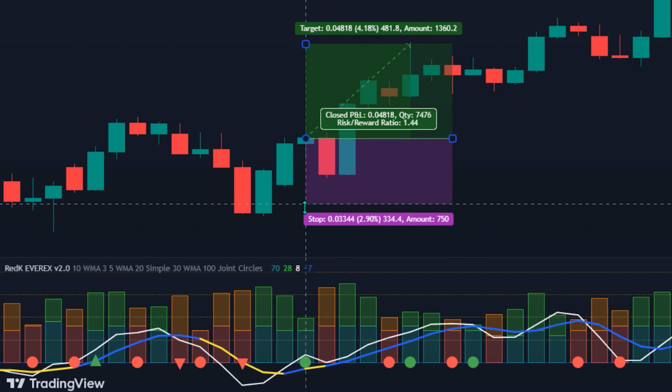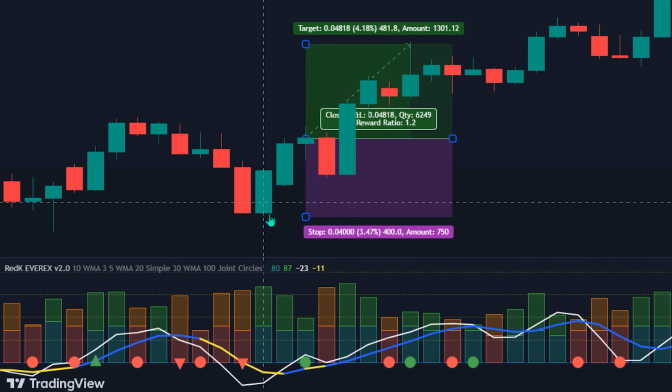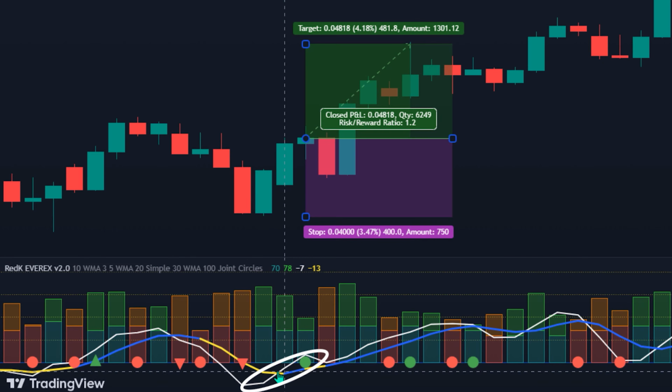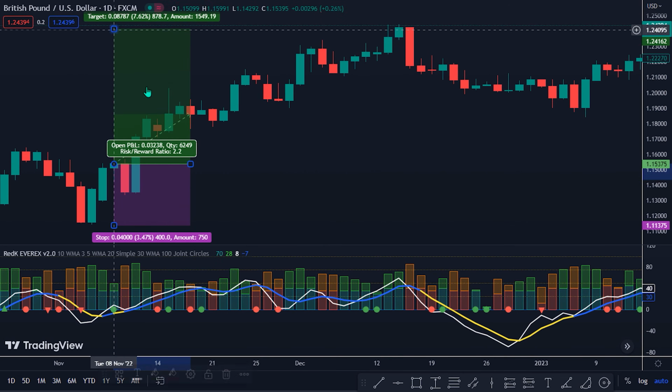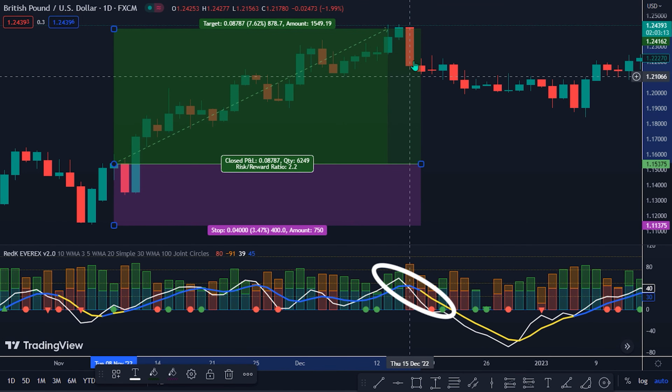Long-term traders should place a stop loss at the low of the bullish candlestick that intersects the crossover of the RROF smooth white line above the yellow signal line. Long-term buy trade should be closed whenever the blue signal line turns from blue to yellow color.